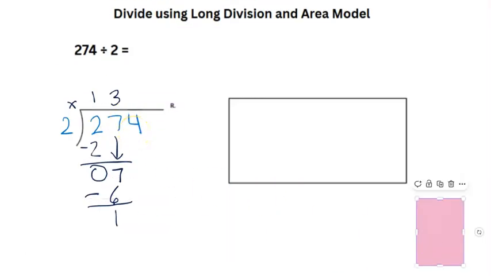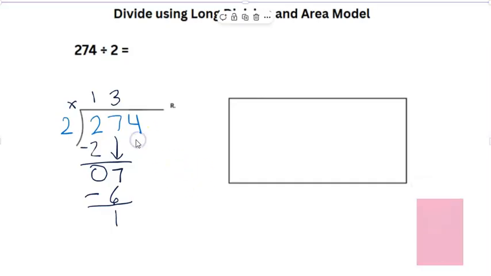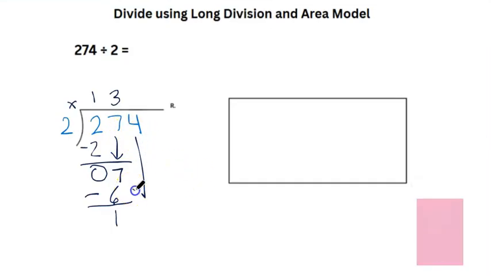Now I can take a look at this 4 in the ones place. I'm going to take this 4, bring it down. Now 2 times something will get me very close to this 14. Skip counting by 2's, I know that 2 times 7 is exactly 14. So I'm going to write my 7 on top, 2 times 7, and then show through subtraction, I was able to take those last 14 and divide them up into the two groups.